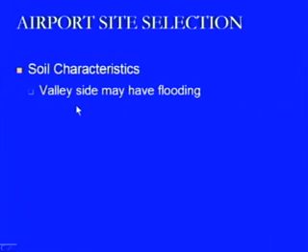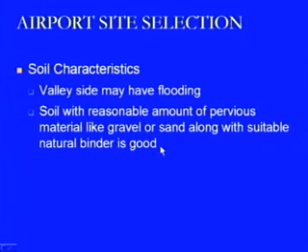Then the valley side may have more flooding. So, therefore, it is better to omit those valley sides, otherwise the airport will always remain unoperational. Soil with a reasonable amount of pervious materials like gravel or sand along with a suitable natural binder is good, because there is better drainage in this case as compared to other types of materials.